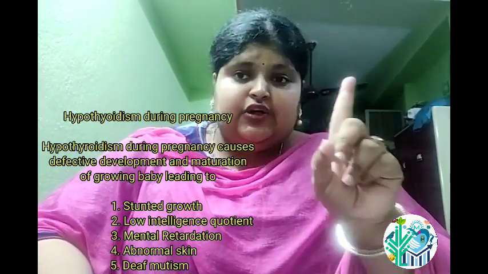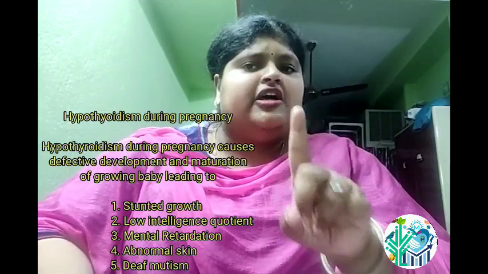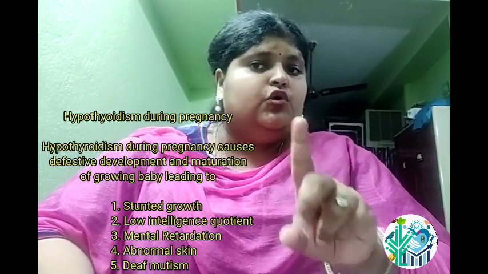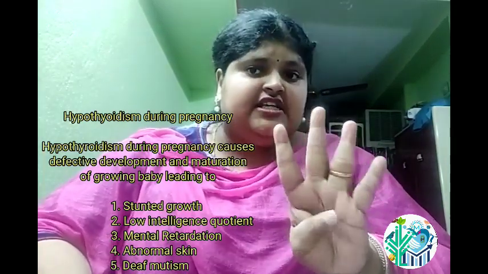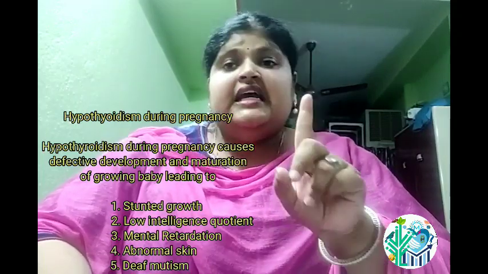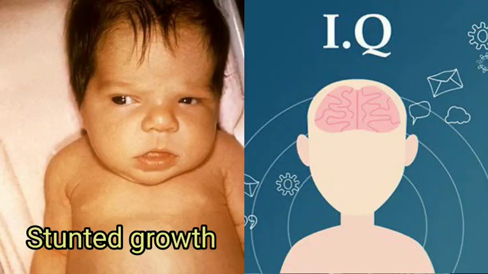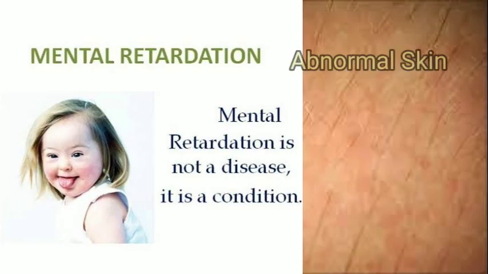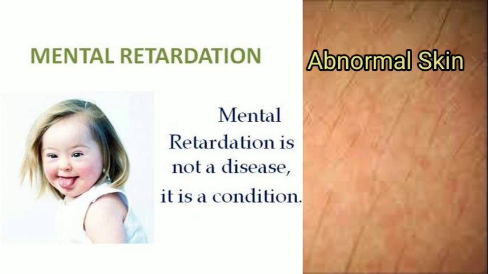So what are the conditions? It will lead to stunted growth. Hypothyroidism during pregnancy causes defective development and maturation of the growing baby, leading to 5 symptoms. What are the 5 symptoms observed? First is stunted growth of the growing baby, that is cretinism. Next, low intelligence quotient.